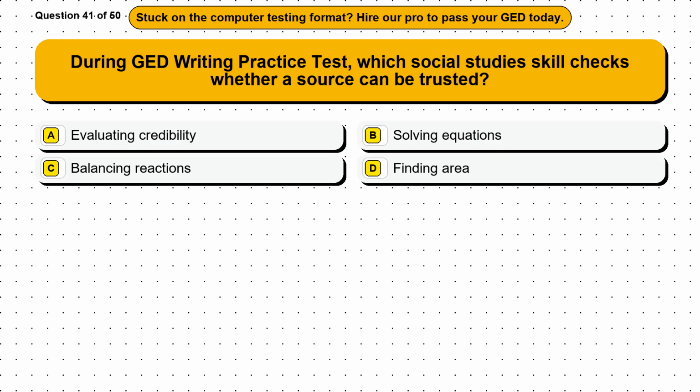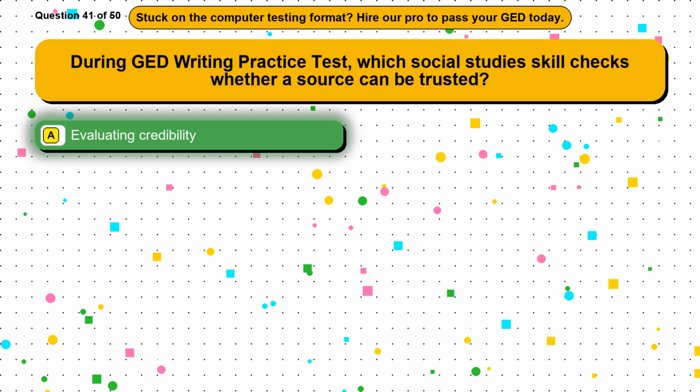Question 41. During GED Writing Practice Test, which social studies skill checks whether a source can be trusted? Option A evaluating credibility. Option B solving equations. Option C balancing reactions. Option D finding area. The correct answer is option A, evaluating credibility.